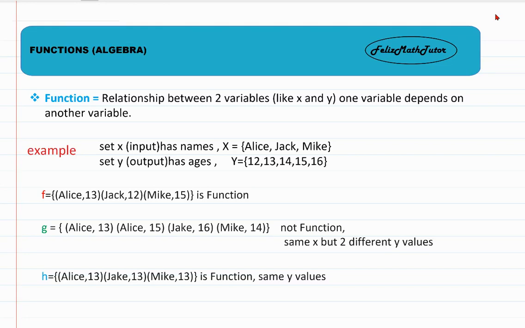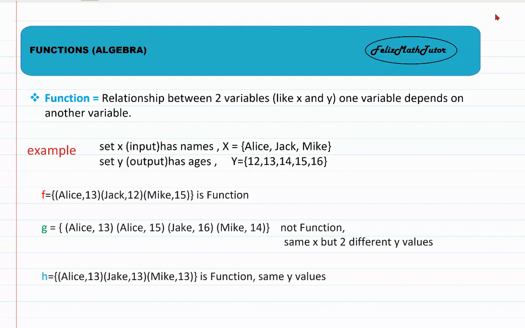Today I'm going to talk about functions, showing them in diagrams, vertical line test, and domain and range. So let's start. What is a function? A function means a relationship between two variables like x and y. One variable depends on the other variable.